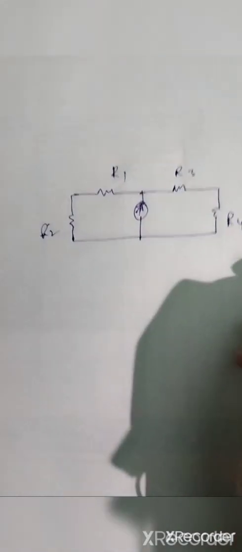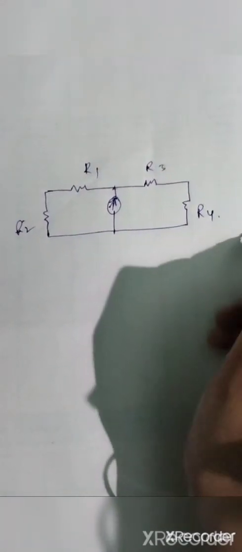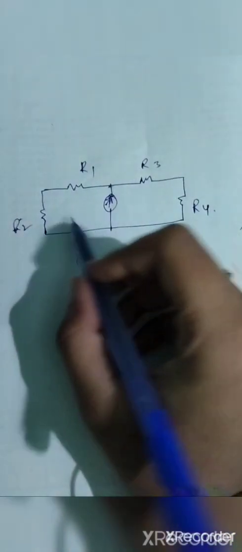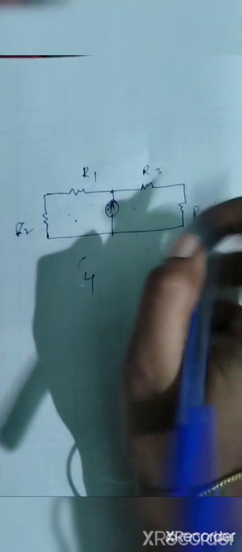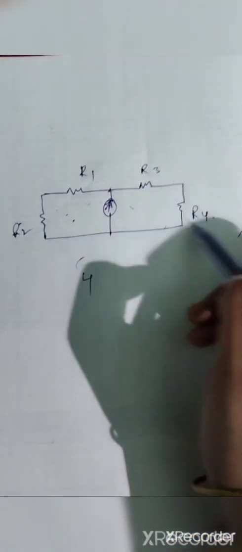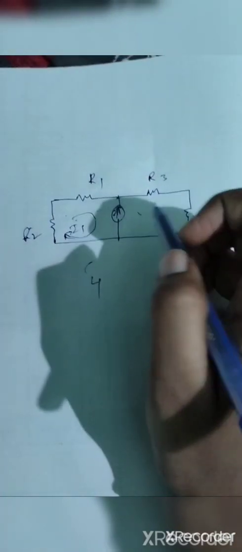We already know mesh analysis. In mesh analysis we have 4 steps. In the first step we identify the loops. How many loops are there? There are 2 loops. In the second step we assume currents. I am taking current I1 either in clockwise or anti-clockwise direction. I am assuming current I1 in clockwise direction, and here is another loop, where I am assuming I2.